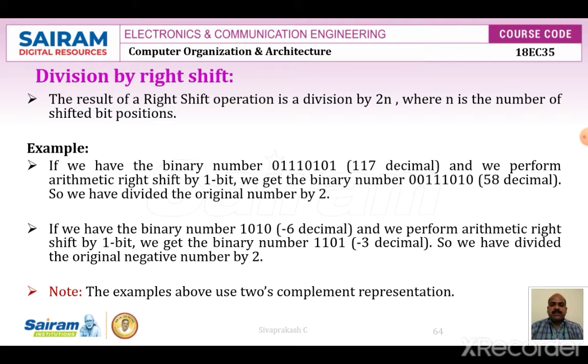If we have the binary number 1010, which is -6 in decimal, and we perform an arithmetic right shift by 1 bit, we get the binary number 1101, which is equivalent to -3 in decimal. So we have divided the original negative number also by 2. The above examples use the 2's complement representation, which we must be aware of. 1010 is nothing but -6 decimal, and 1101 is nothing but -3 decimal. A negative number presented this way is nothing but 2's complement representation.